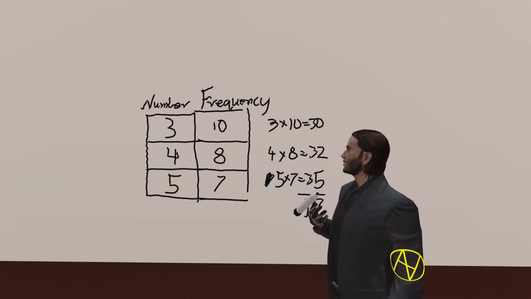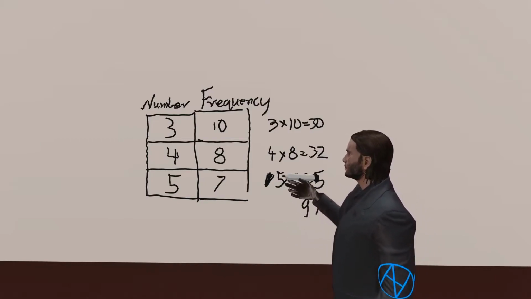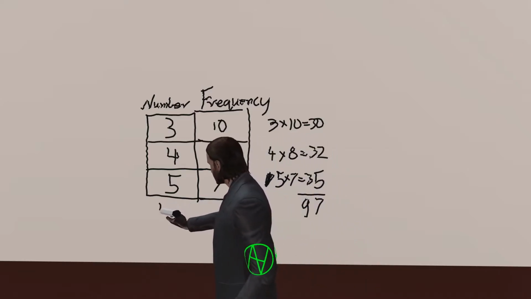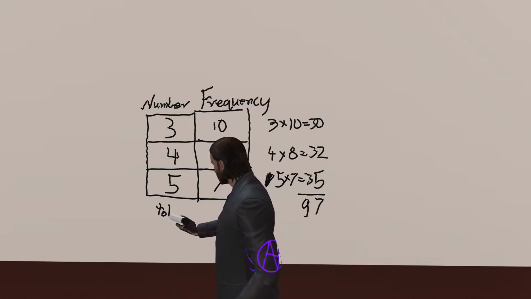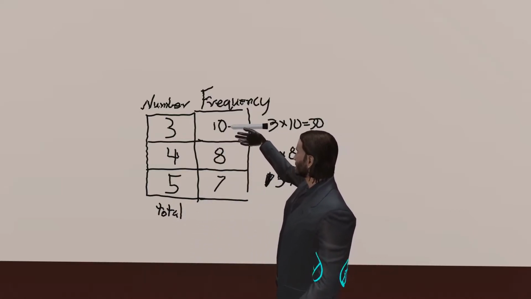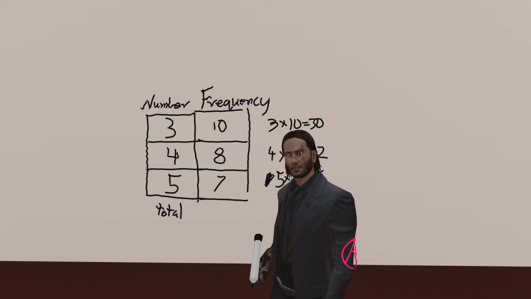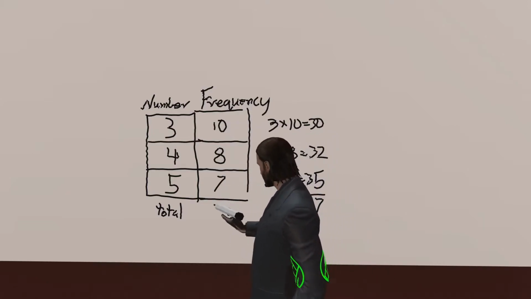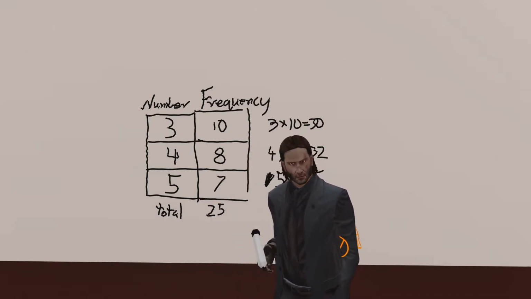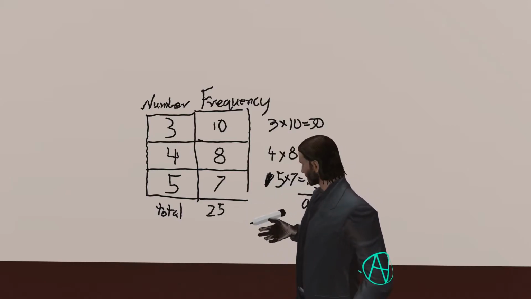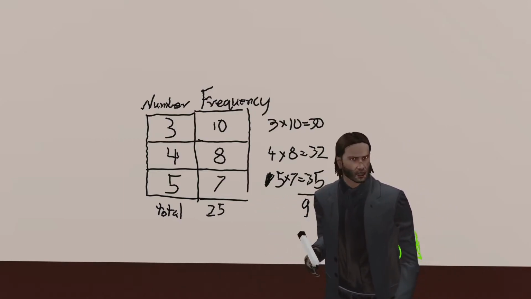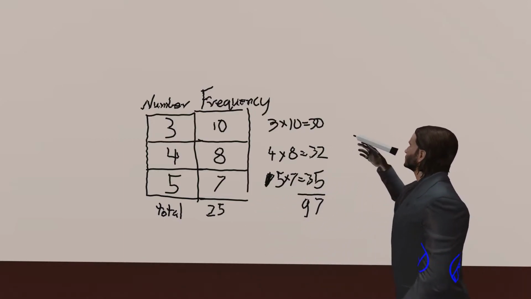Now, how many numbers are there all together? Well, what you can do down here is add a total part. So all up, there is 10 plus 8 plus 7, which is 25. So we know that there is 25 pieces of data. Now to work out the mean, we just need the total and the total number of data. So let's write that here.